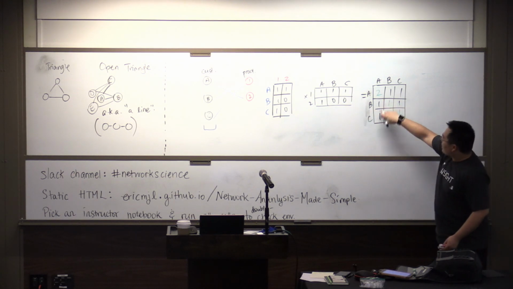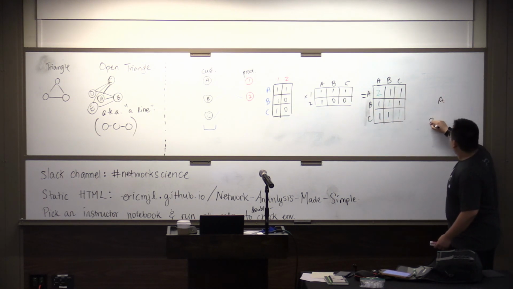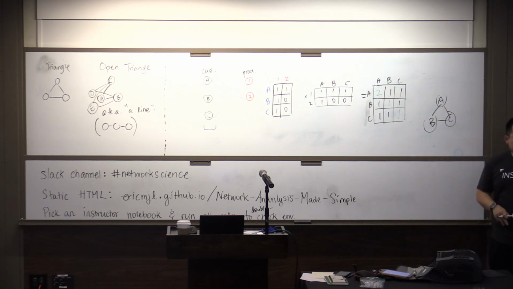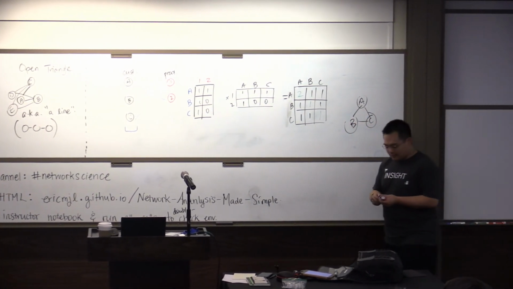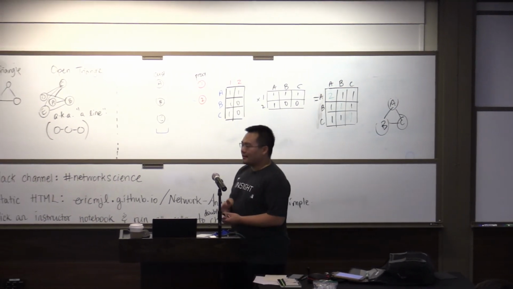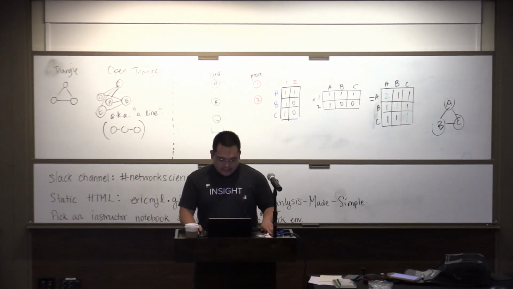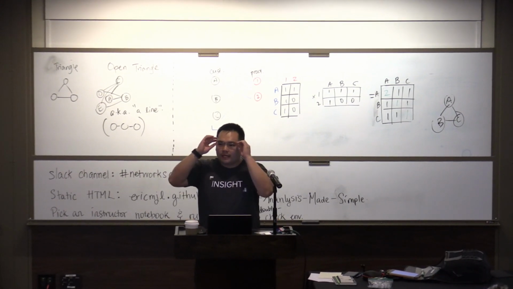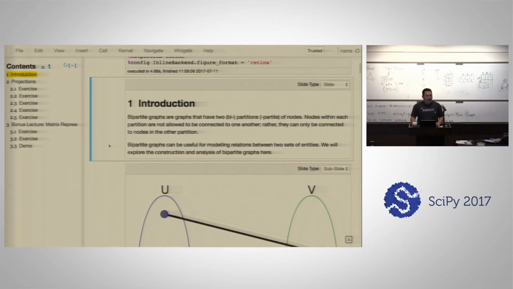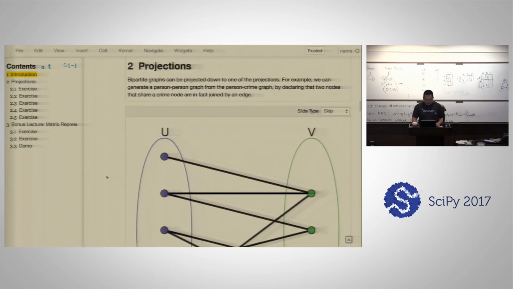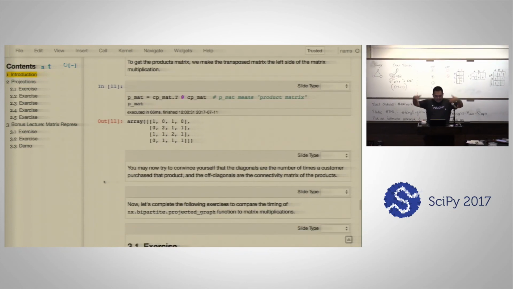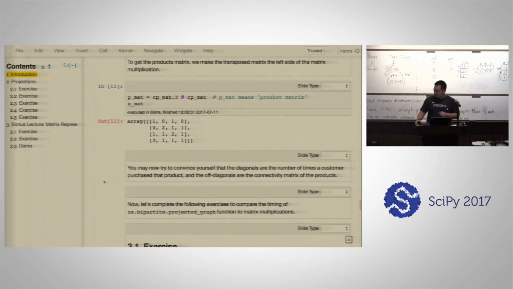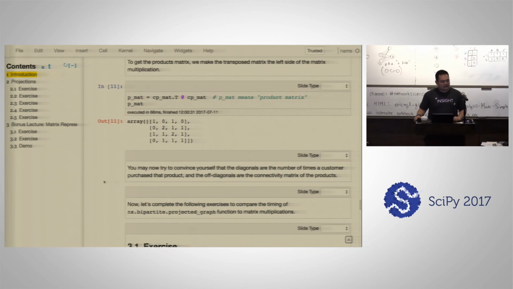And if you look at the matrix, the off diagonals, that's the connectivity matrix of the projection. So it all round turns out to be pretty nice and elegant. All right? If you want to see the matrix multiplication operation in action and how concise it can be in Python 3.5, scroll down to the end of the bipartite notebook and you'll see it in action.